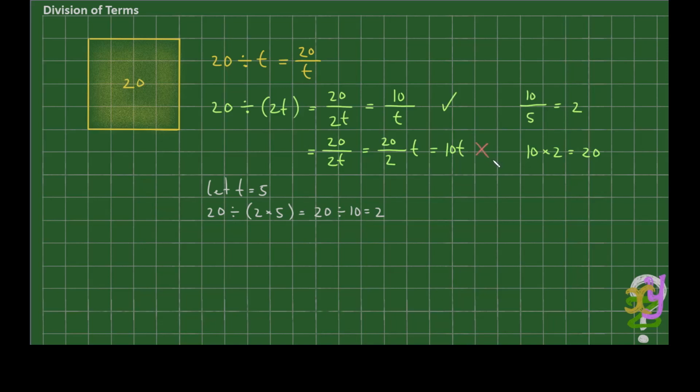Why is that? Well, the 20 is divided by the product of 2t, not just 2 and not just t. If we were to follow this approach at the bottom, we are changing it. We are saying that the 20 is only divided by 2. Let me bring in another example.